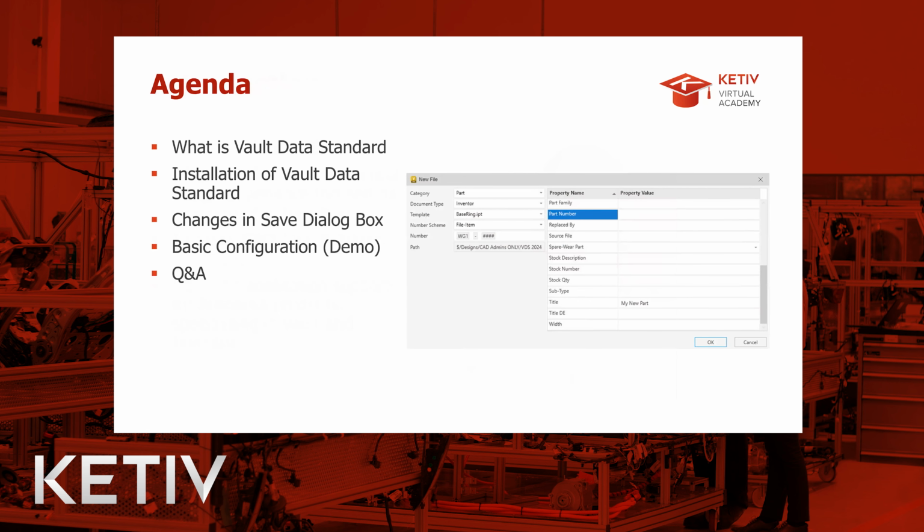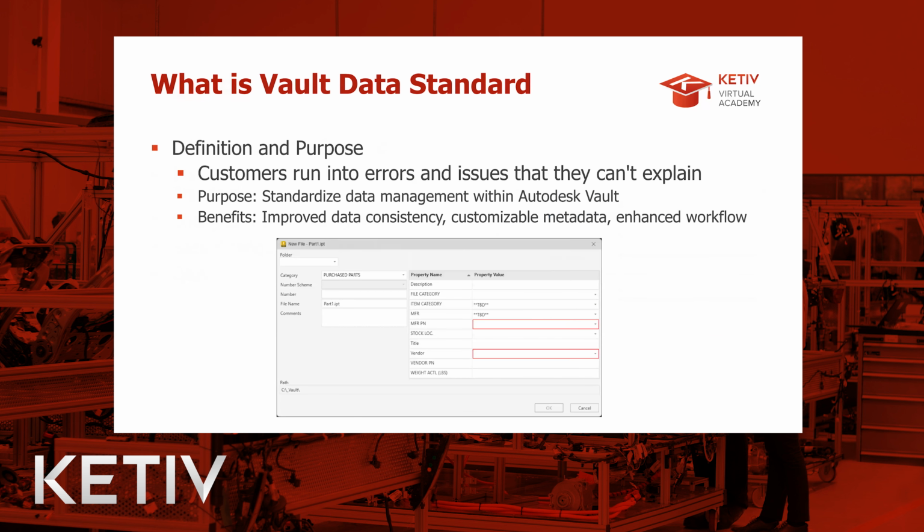The short agenda for today is defining what Vault Data Standard is. We're going to be looking at the installation of Vault Data Standard, how it changes the save dialog box, and then we'll get into some basic configuration in a demonstration. What is Vault Data Standard? The purpose of it is to standardize data management, to get all users to enter the information that you want entered. You can even go to levels of entering information in specific formats via pick list, which we'll show a little further on. It improves data consistency.